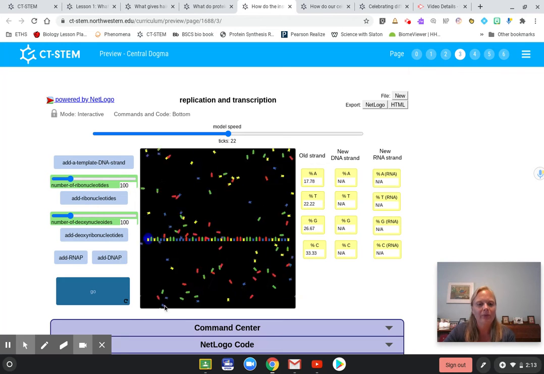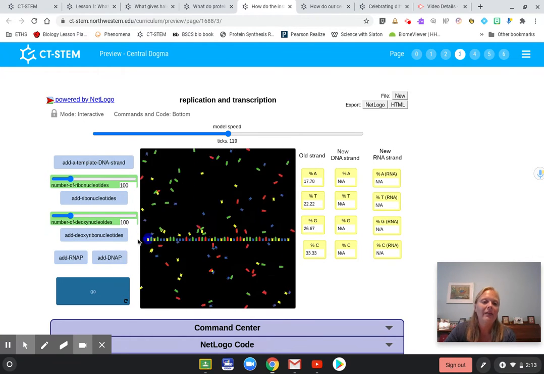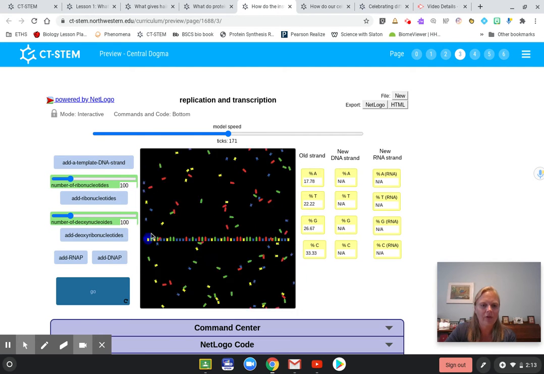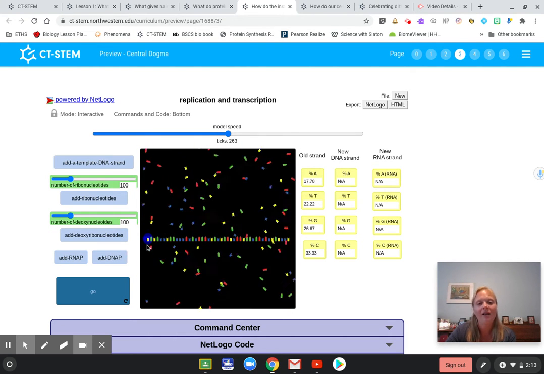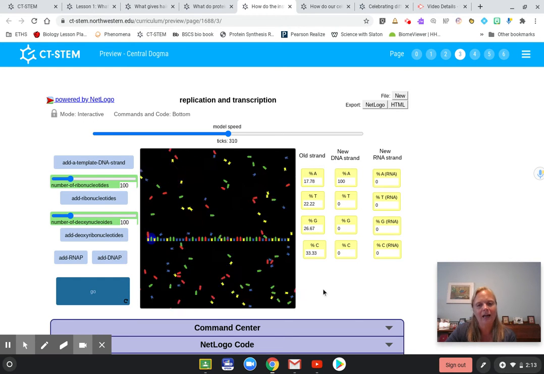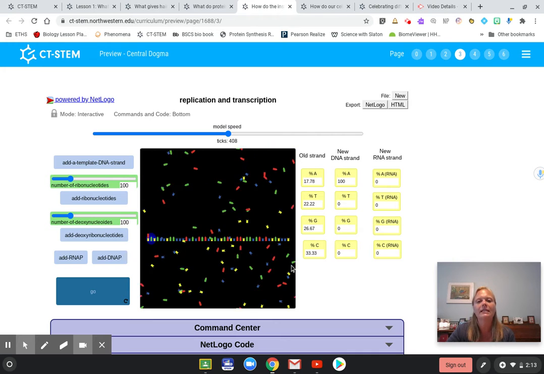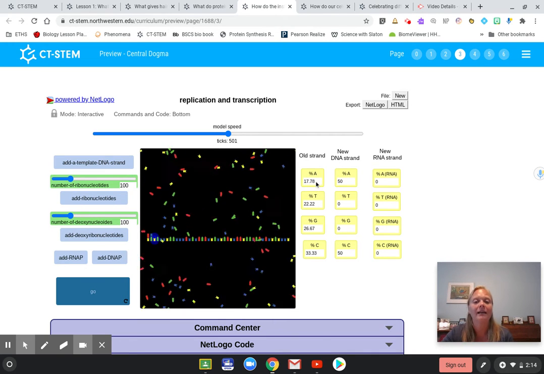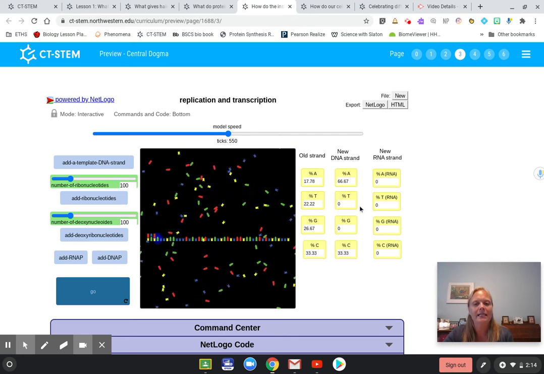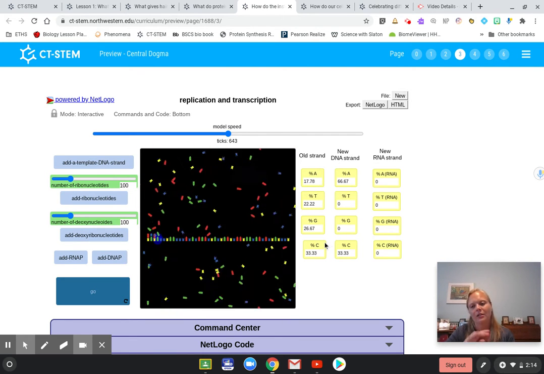And the students are going to be able to see the random motion of nucleotides and how they need to be in the right place at the right time for the enzyme DNA polymerase to be able to incorporate them into the growing DNA chain. They're also going to see as the new strand gets built, they're going to see Chargaff's rules emerge here. So they're going to be able to see that the percent A and T are going to be equal and the percent C and G are going to be equal across the old strand and new strand.